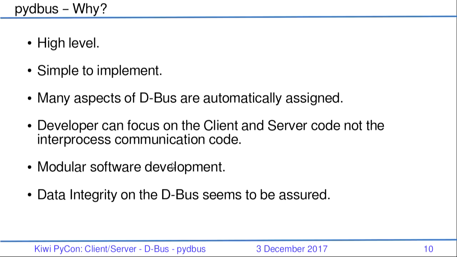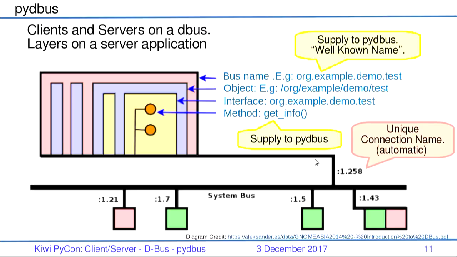You can also then have modular software development. Guys can be writing client code, other guys can be writing server code, that approach. And the data integrity, from my understanding of the dbus, is assured. So you're not sitting there checking the validity of the data that comes through.